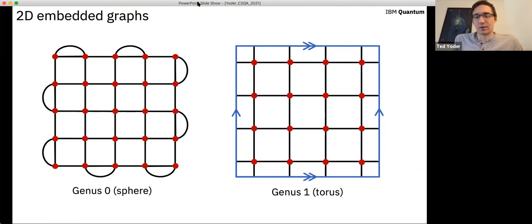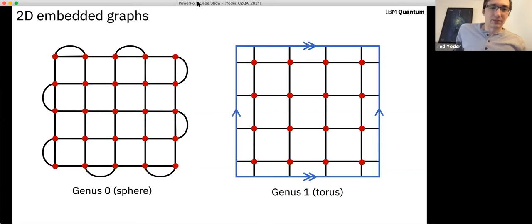So also, our codes are a little bit more structured than just throwing the qubits out there on the 2D manifold. We actually use a 2D embedded graph to describe where to place the qubits. So what is a 2D embedded graph? Well, it's really just, you draw the graph. You're able to draw the graph on the surface without the edges crossing, right?